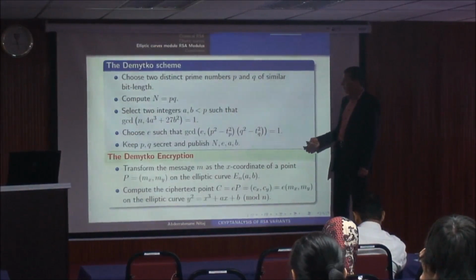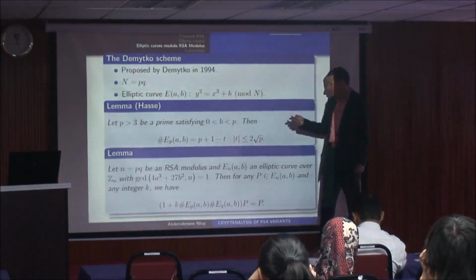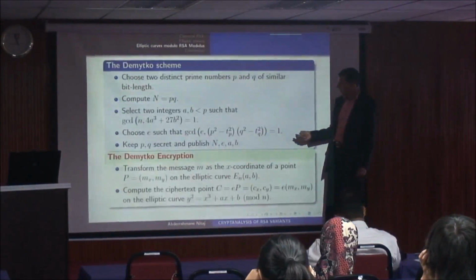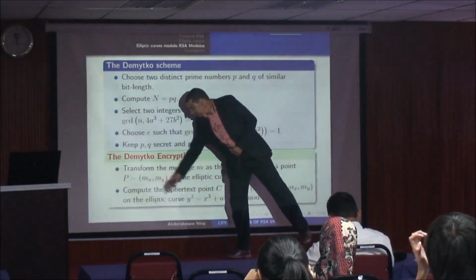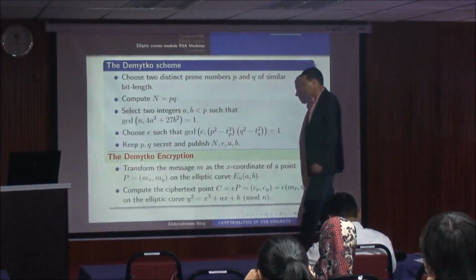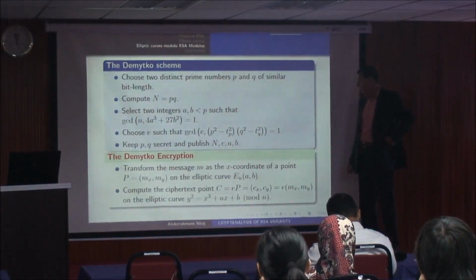So the elliptic curve, as we saw before, is this one, and we have to transform the message so that the first coordinate will be on the curve, and also the value of y on the elliptic curve.